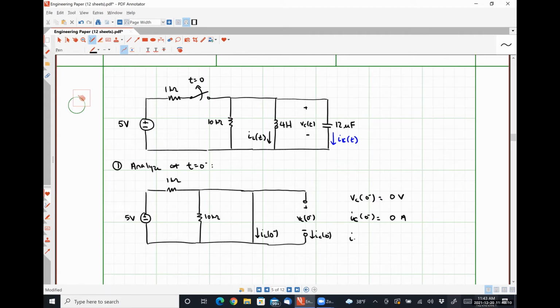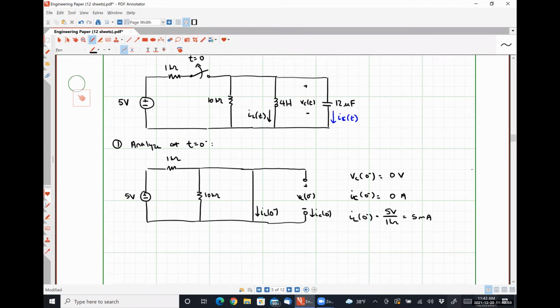Juan, how would I determine my inductor current at 0 minus? Current flowing through my short circuit. How do I get it? 5 volts over 1 kilo. Exactly right. That would be 5 milliamps. And that's our analysis at t equals 0 minus. Anybody got any problem with that? All right, pretty straightforward, right?